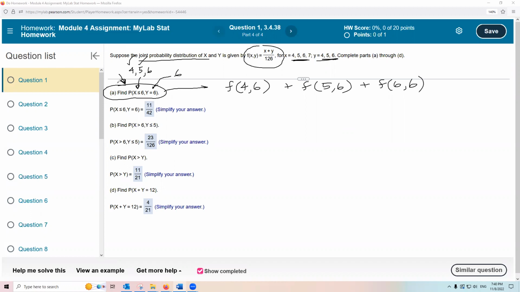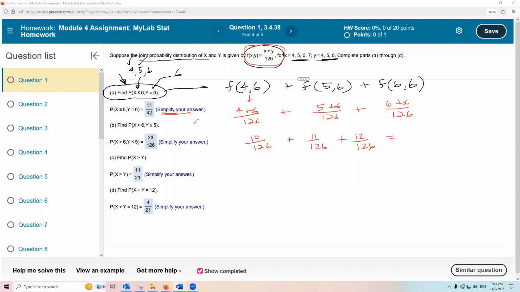Now I'm just going to calculate the fraction for each one of these. Here's our function of x and y. For this first one, this is going to be 4 plus 6 over 126. The second one is going to be 5 plus 6 over 126. And for the third, it's going to be 6 plus 6 over 126. Now I can just work this out. So this is 10 over 126 plus 11 over 126 plus 12 over 126. And I'll work this out.